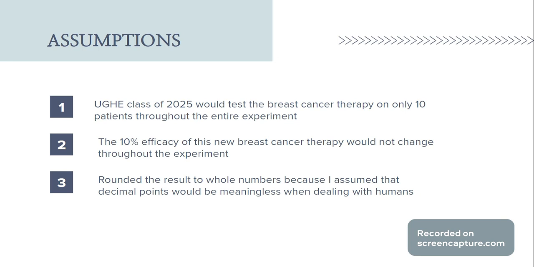And the last one is that we rounded the result to whole numbers because we assumed that decimal points would be meaningless or would hold no value when we're talking about humans, because you cannot have half a human.